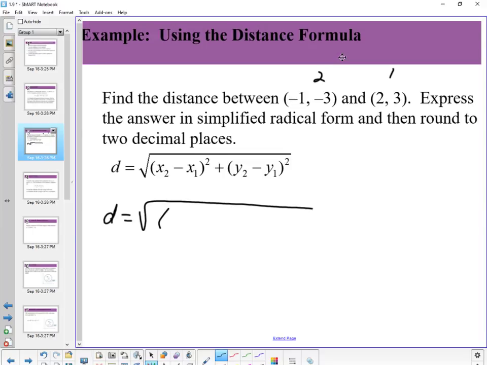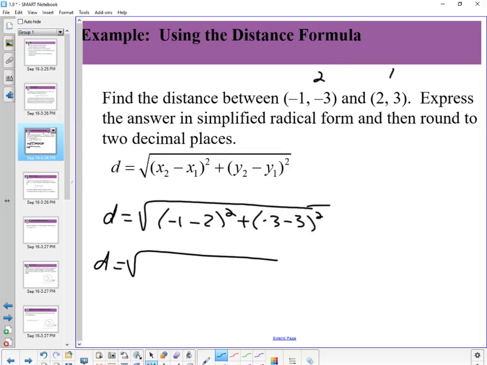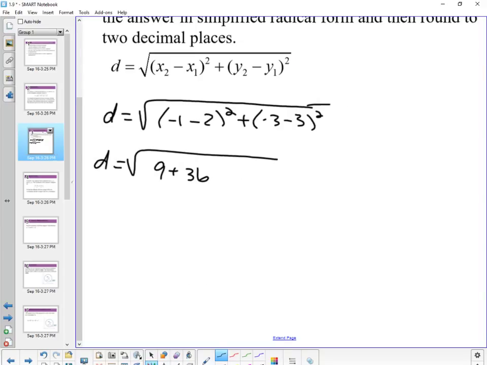So looking at the x's, I've got -1, and I'm going to take away from that a 2, squared, plus the y's, so now -3 minus 3, squared. And then I'm just going to clean this up. So I've got -3 squared is 9. -3 minus 3 is 6. 6 squared is 36. So the distance is the square root of 45.